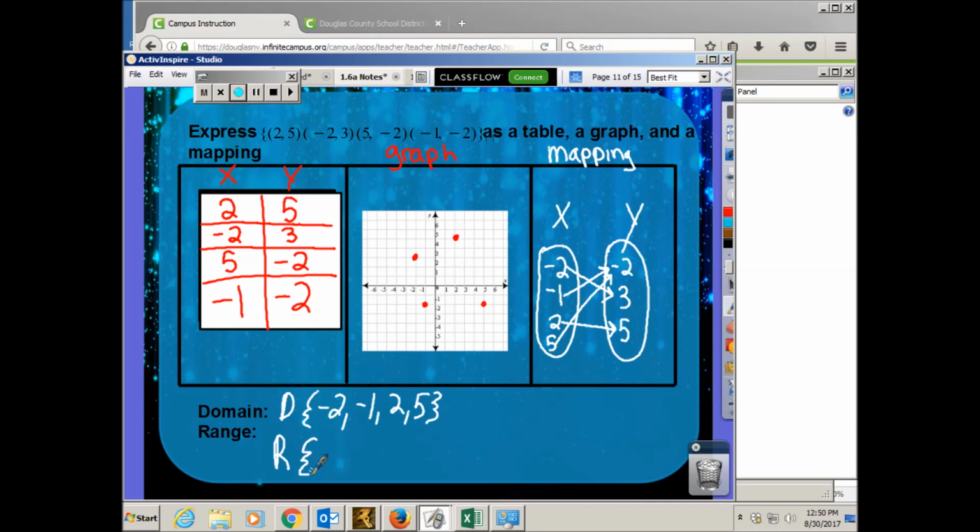In my range, -2, 3, and 5. I have 3 elements in my range. Again, also, domain is also what I would call my input. Range is my output. I can also call this my independent variable, and I can call this my dependent variable. Hopefully, that helps make a little more sense out of all of this.